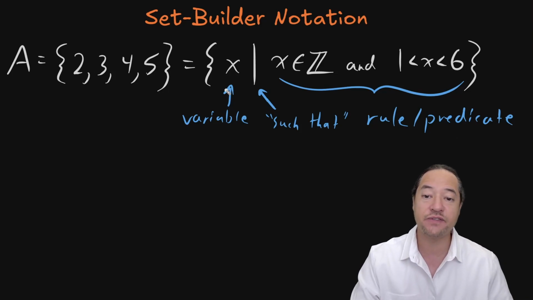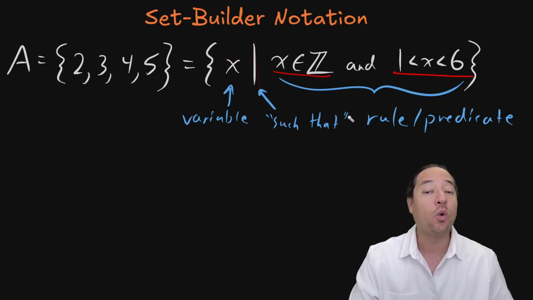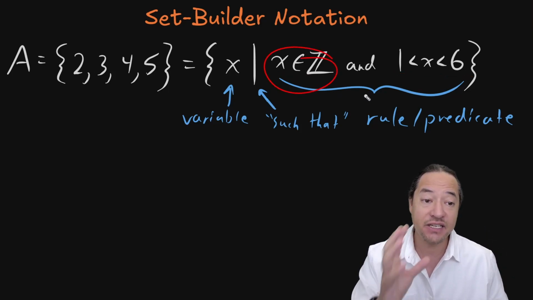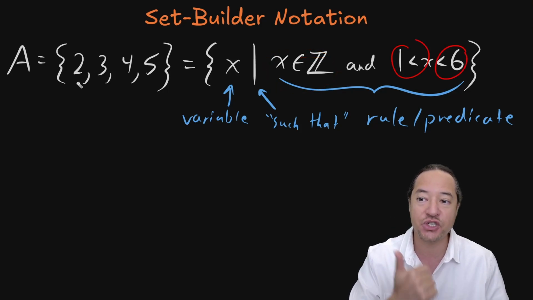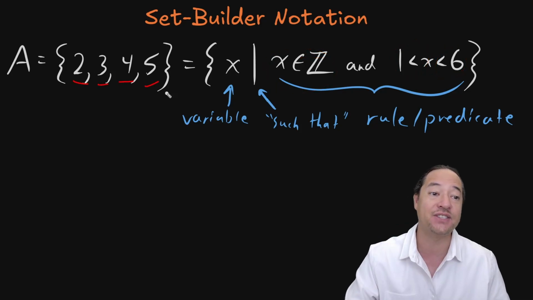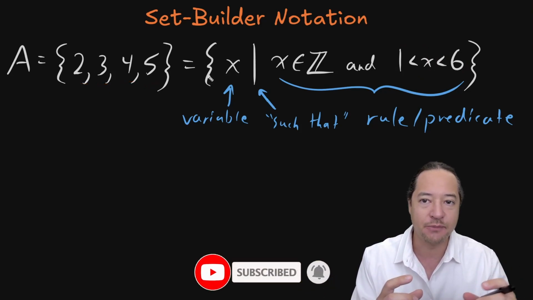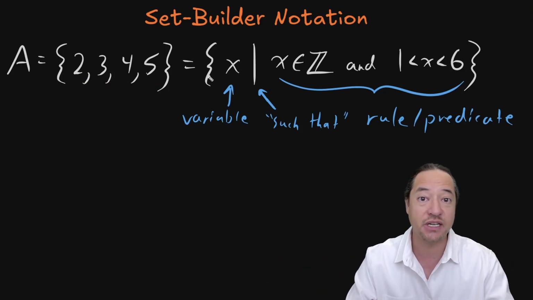Same idea. Okay, so we've got a variable x such that x is an element of the integers and 1 is less than x is less than 6. And so if you follow this rule, you're going to take all of the integers that are between 1 and 6, not inclusive. Well, that's going to be the integers 2, 3, 4, and 5, right? So there we go. And you can see now this is sort of like writing a little computer program to define what your set is. It's just a rule with some variable that you're going to be using to plug in or follow the rule, right?